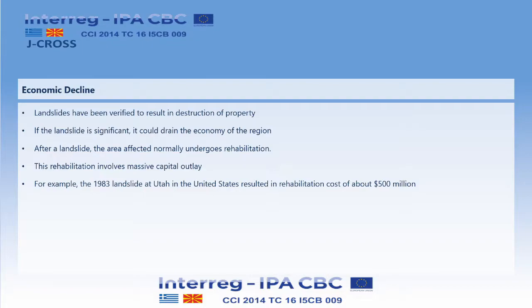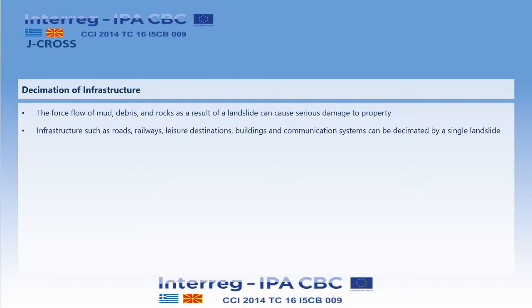After a landslide, the area affected normally undergoes rehabilitation. This rehabilitation involves massive capital outlay. For example, the 1983 landslide at Utah in the United States resulted in rehabilitation cost of about $500 million. The force flow of mud, debris, and rocks as a result of a landslide can cause serious damage to property. Infrastructures such as roads, railways, leisure destinations, buildings, and communication systems can be decimated by a single landslide.